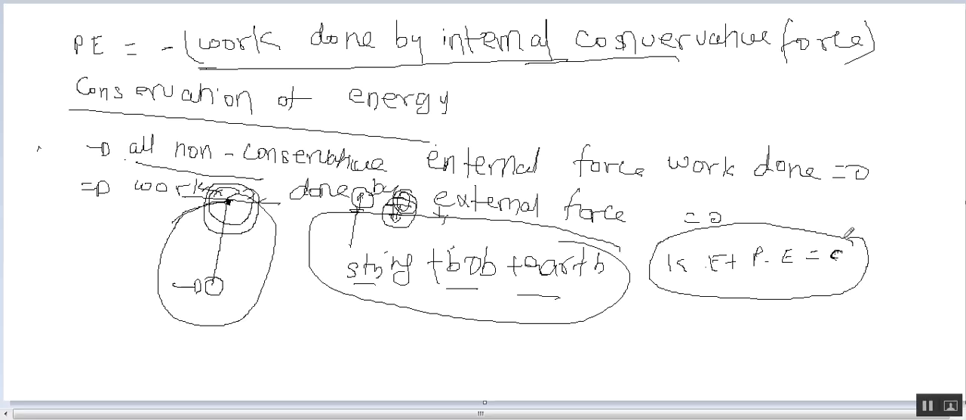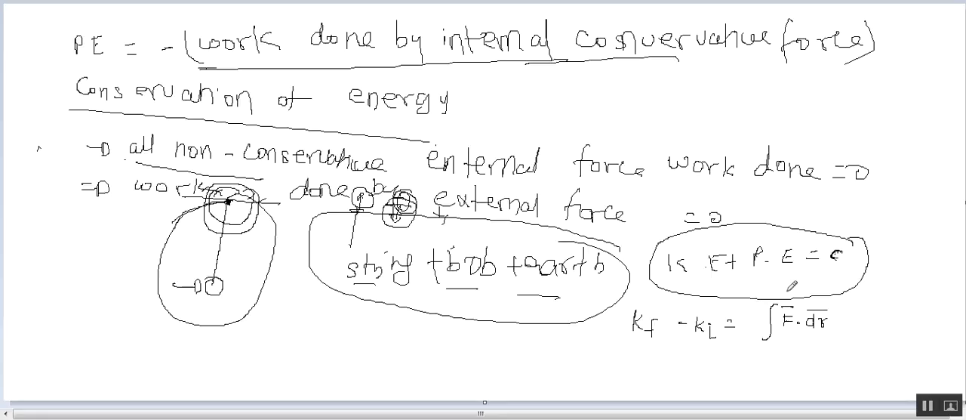Guys, why? Let me write down the equation. There is only one type of force, which is internal force, and which is conservative. So K final minus K initial should be equal to work done by the conservative force if the particle is moving from point 1 to point B.